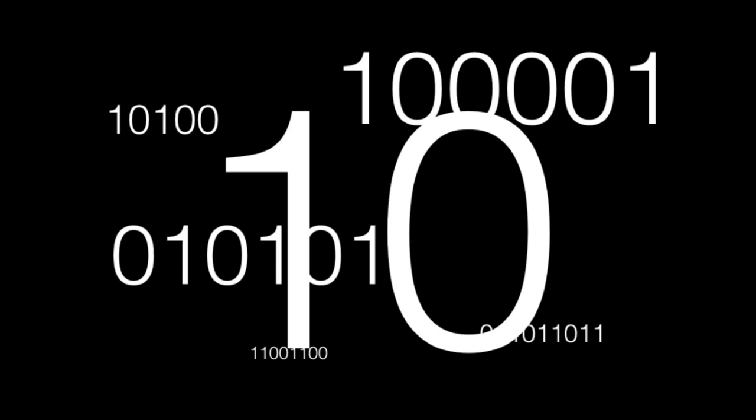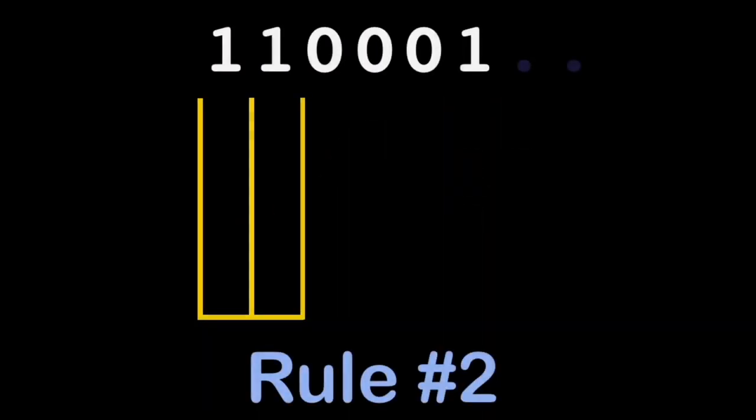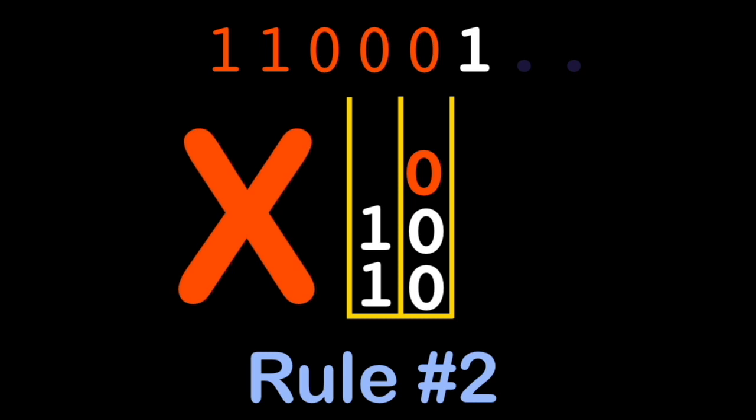But first, let's play an odd little game that might give you some insight into the Catalan numbers. This game uses strings of ones and zeros and has only two rules. First, strings must have equal numbers of ones and zeros. And second, no initial segment of a string has more zeros than ones.